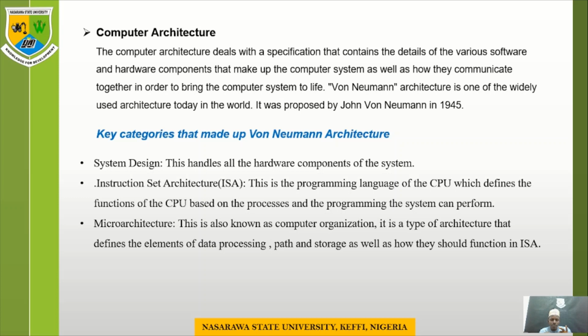Then the microarchitecture, also known as the computer organization, is the type of architecture that defines the elements of data processing, path, and storage. When we're talking about data processing, we're talking about the ability of the computer to process data. When we're talking about the path, we're talking about the path in which data flows in and out of the computer CPU. So the microarchitecture handles the flow of data majorly, and it also checks how the ISA, that is the instruction set architecture, functions.